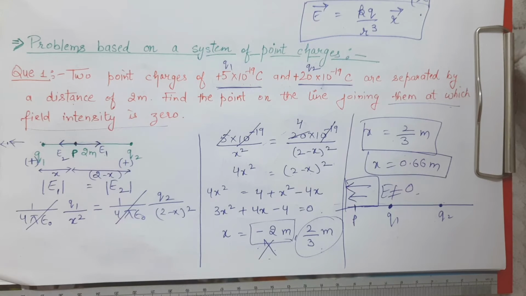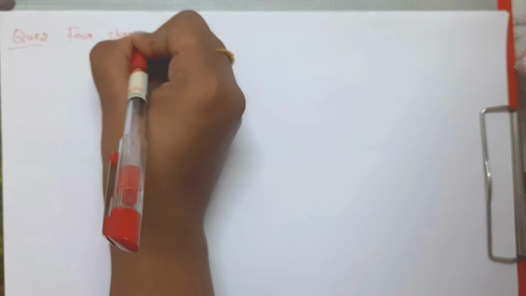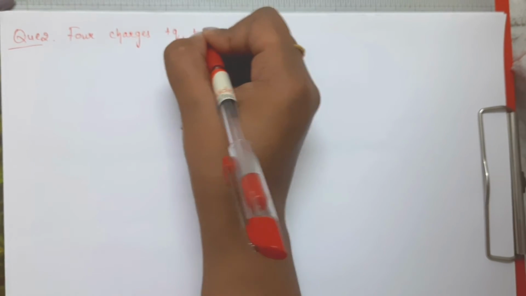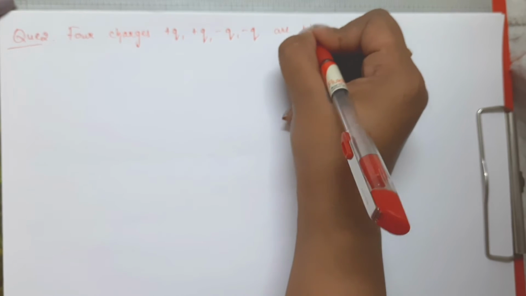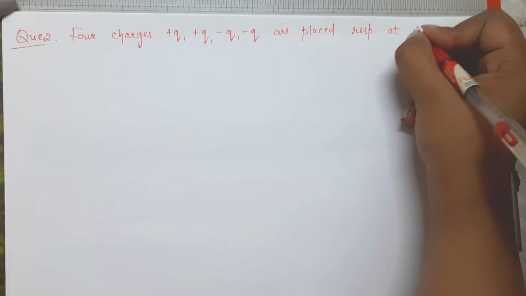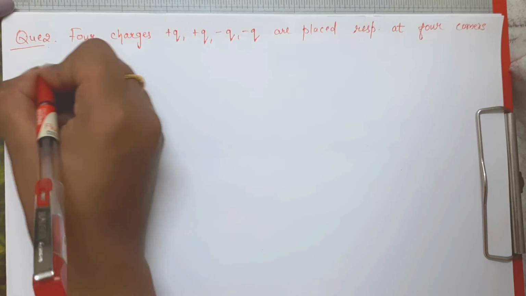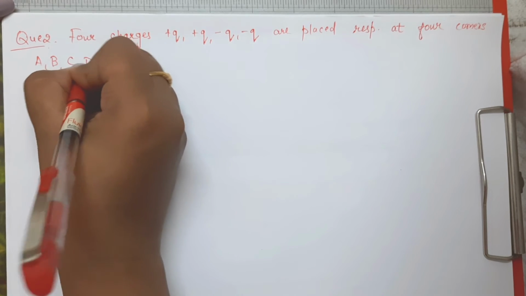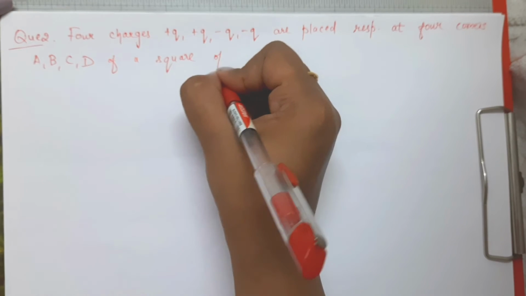Now with this we'll move on to the second problem. In the second problem, what is given to us is that there are 4 charges: plus Q, plus Q, minus Q and minus Q. These are placed respectively at 4 corners A, B, C and D of a square. The square has side a.